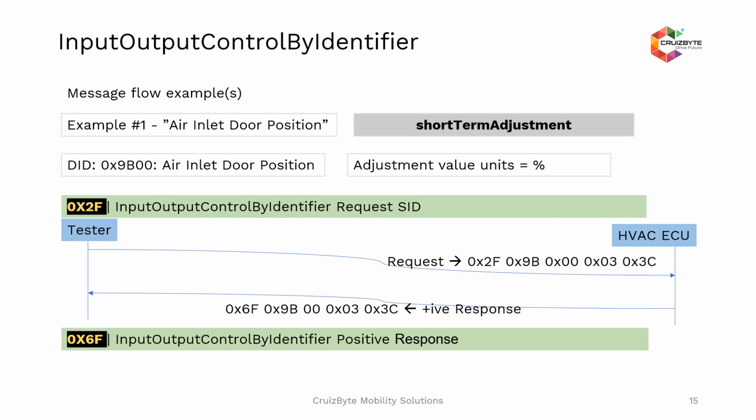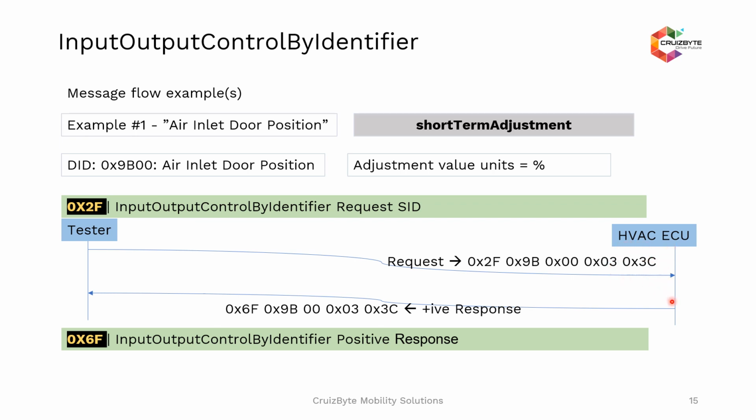So our tester starts with the request 0x2F followed by the data identifier, that is 9B00, as you see here, and followed by 03 and 3C. 03 is the short term adjustment parameter, and 3C is the percentage value which we are expecting the air inlet door position actuator to respond to. If I am right, 3C corresponds to some 60 percent of actuation.